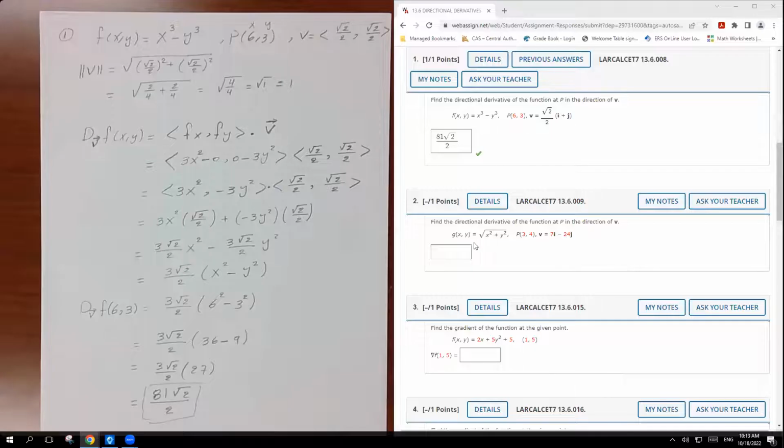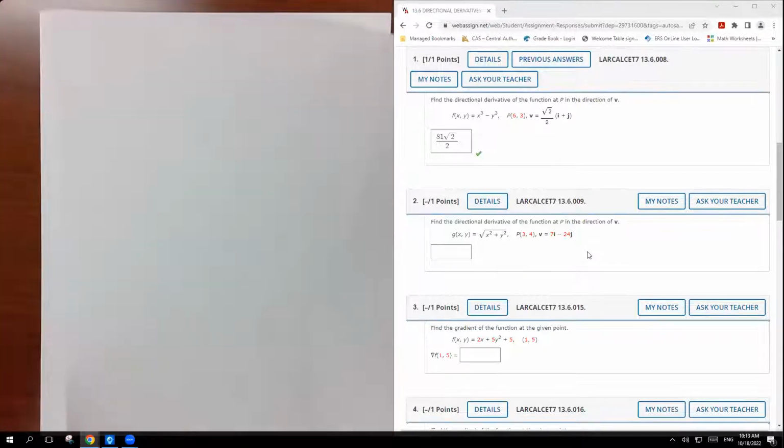With example 2, find the directional derivative of the function at P in the direction of V. The main thing here is that you just have to be careful when you find the derivative.